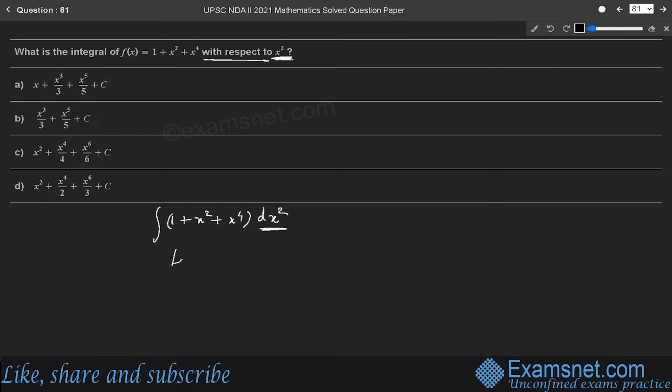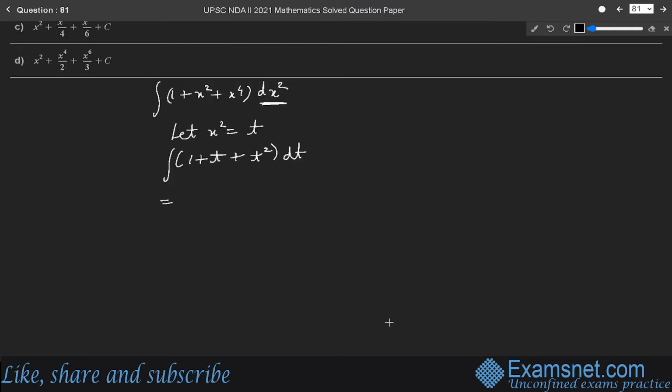Now let x square be equal to t. So it will be integral of 1 plus t square dt. On further integration, it will be equal to t plus t square upon 2 plus t cube upon 3. Now putting the values of x, we know that x square is equal to t. So t will be equal to x square, t square will be equal to x to the power 4, t cube will be equal to x to the power 6. So this is the required solution for the given question.